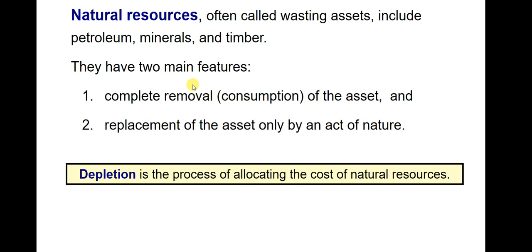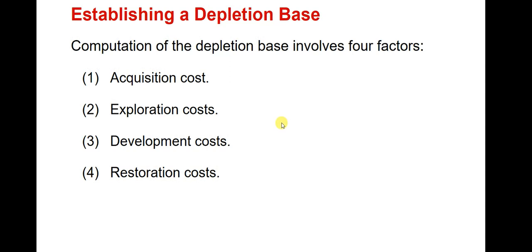Depletion. Natural resources are depletion. Remember, if you have intangibles, it's amortization. If you have natural resources, it's depletion. Remember we said every cost to get the asset ready for its intended use is added to the cost of the asset. Well, acquisition, exploration, development, and one thing that kind of goes against the idea of ready for its intended use is this last one, restoration costs.